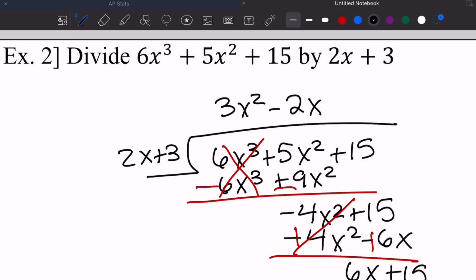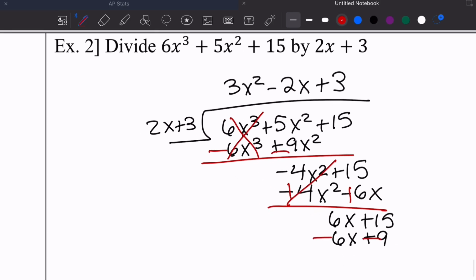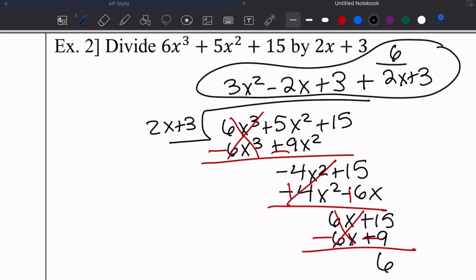Now, what can I multiply 2x by to get 6x? Well, I can multiply it by 3. So I get 6x plus 9. Change the signs. The x's cancel out, and I am left with 15 minus 9, which is 6. 6 is my remainder, so I'm going to add it up here as 6 over 2x plus 3. That is my answer.